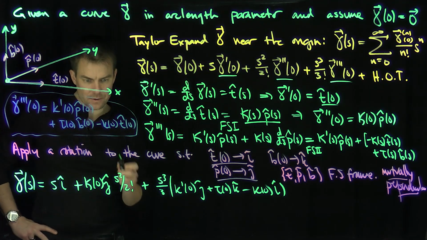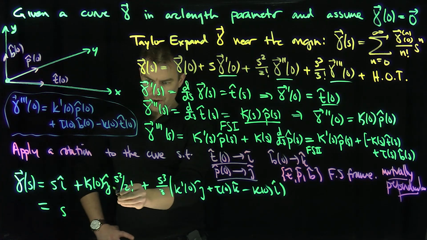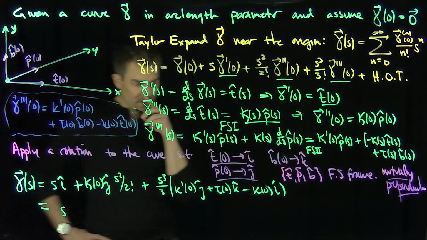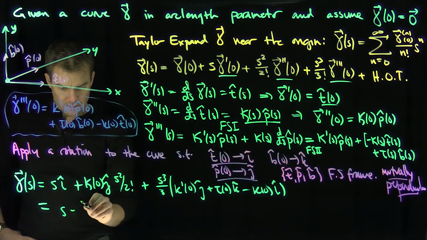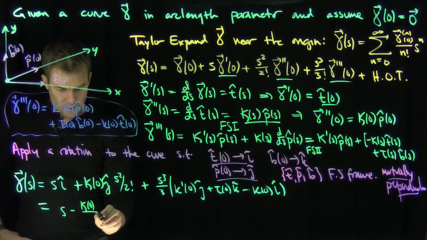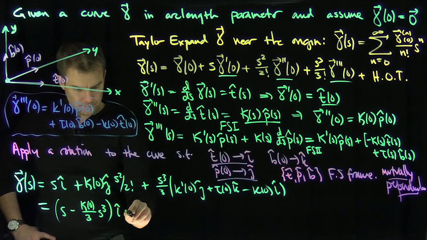Good. So now let's gather the terms over here. So what's this going to look like? It's going to look like s has an i. There's no i over here. There's an i over here with a negative kappa of 0, right? So negative kappa of 0 over 3 s cubed. Those are my i components over here.